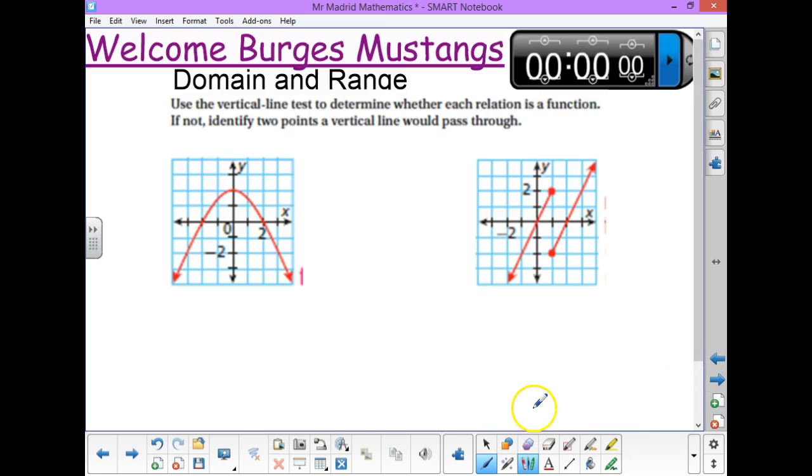And lastly, use the vertical line test to determine whether each relation is a function. Here is one of the easiest things to do. Many of you guys have seen this. So let's get a vertical line. If at any point this graph touches this line twice, it's not a function. Here we notice that at this point and at this point it's touching twice, so we can declare this a function and this not a function using the vertical line test.